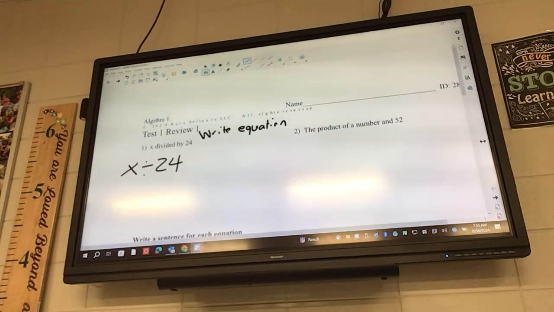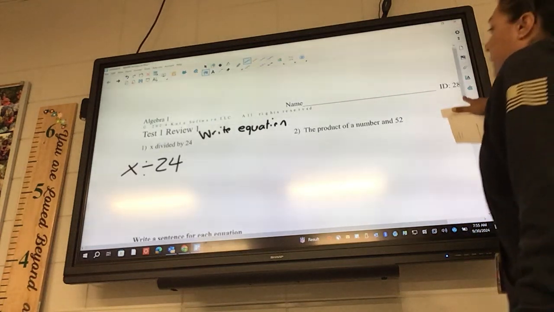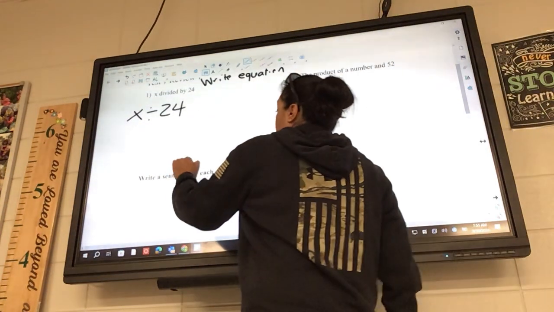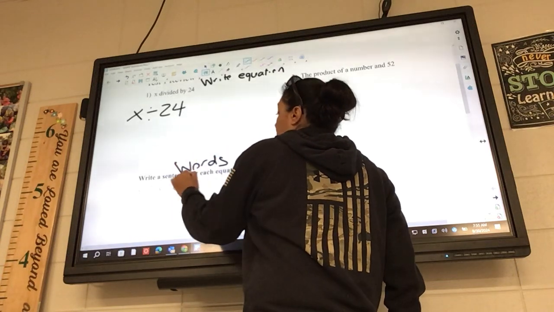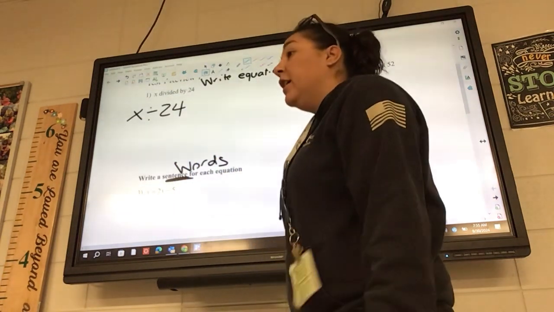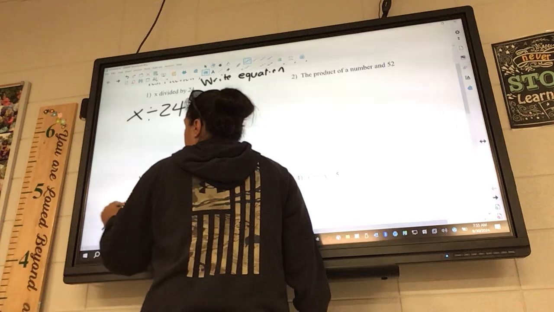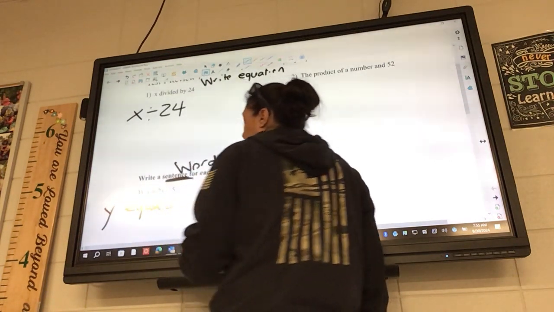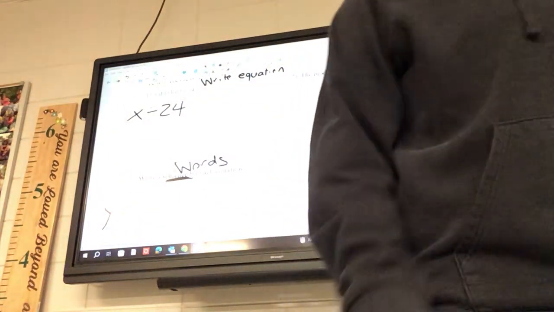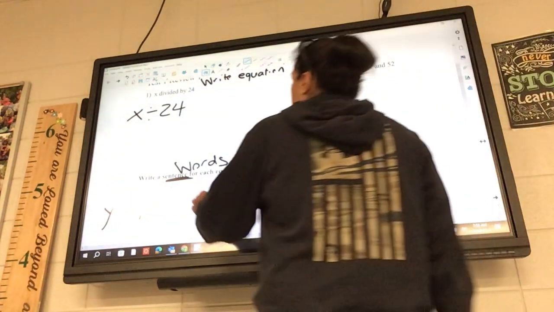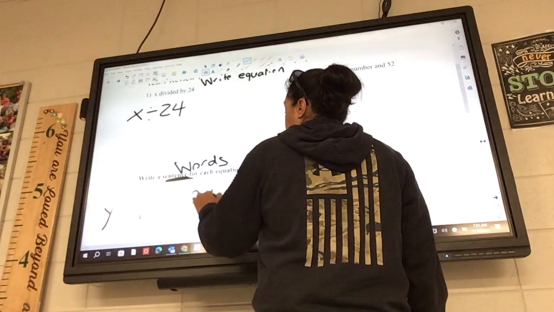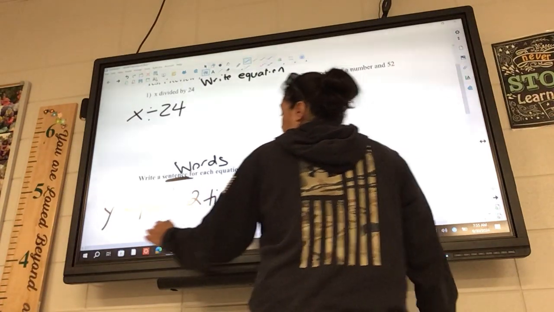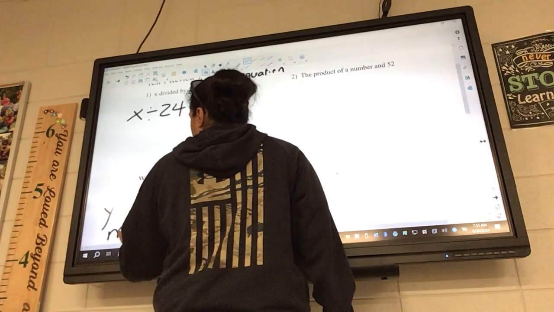Okay, number 2 says write a sentence for the equation. That means words. You need to write this in words. Write a sentence. That means words. So you're going to say y equals, what's another word for equals? Is, okay, you'll see that a lot. Y is 2 times x minus 5.